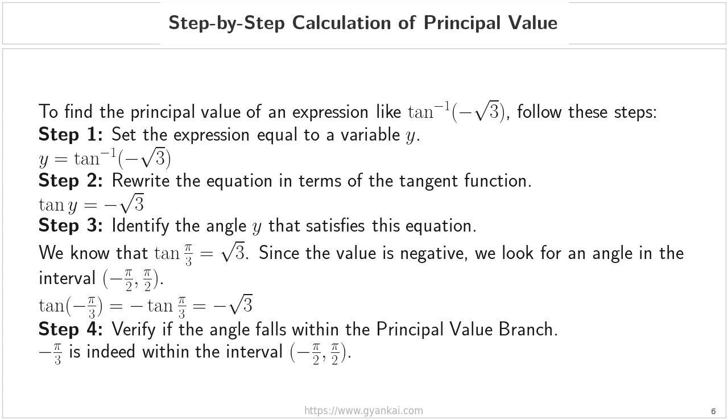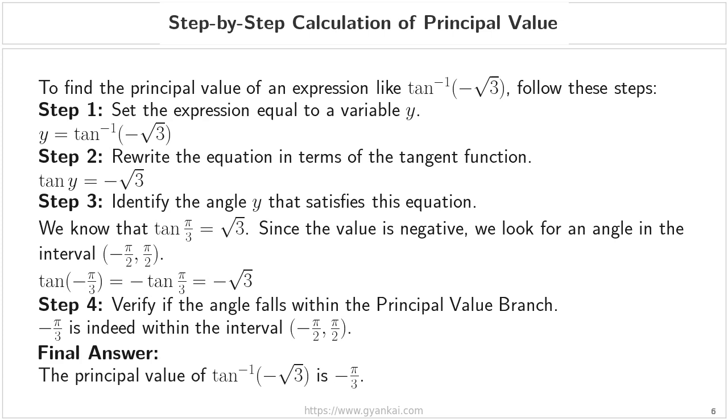In step 4, it is crucial to verify if this angle actually falls within the principal value branch. As we established in the previous slides, the range of the inverse tangent function is the open interval from negative pi over 2 to pi over 2. Since negative pi over 3 falls comfortably within this interval, it is a valid principal value. Therefore, our final answer is the principal value of inverse tangent of negative square root of 3 is negative pi over 3. Keep this process in mind, as we will summarize these key takeaways in the next slide and discuss some common pitfalls to avoid.